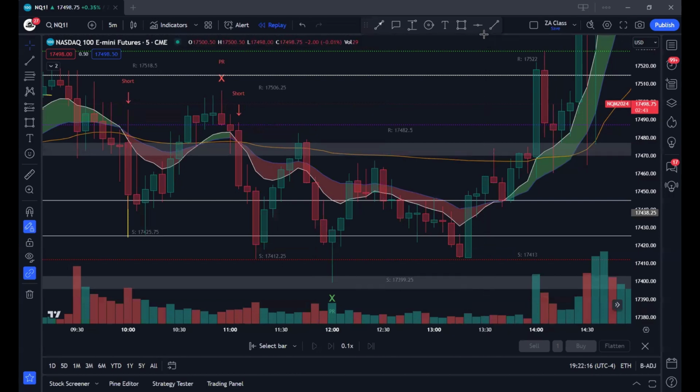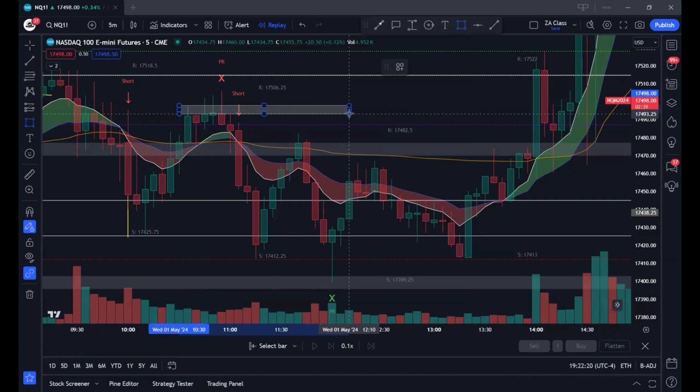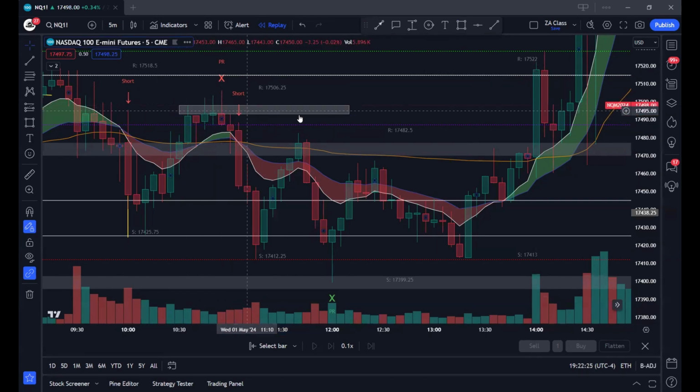If you take a look at this area here, you can see that we're starting to form some intraday resistance. If you just draw a zone from the top of the candle wick to the candle body, then you'll see that we had this PR that went off. If I can find the circle tool.